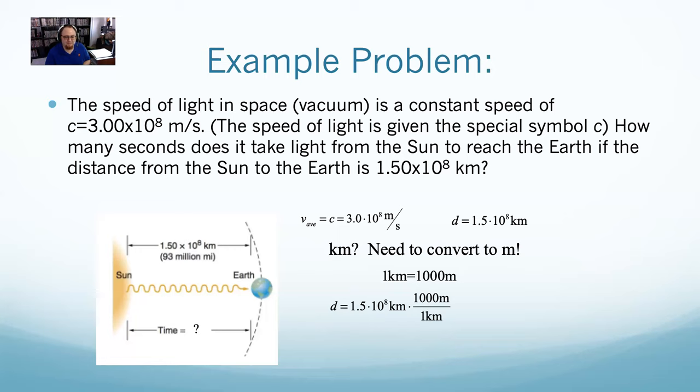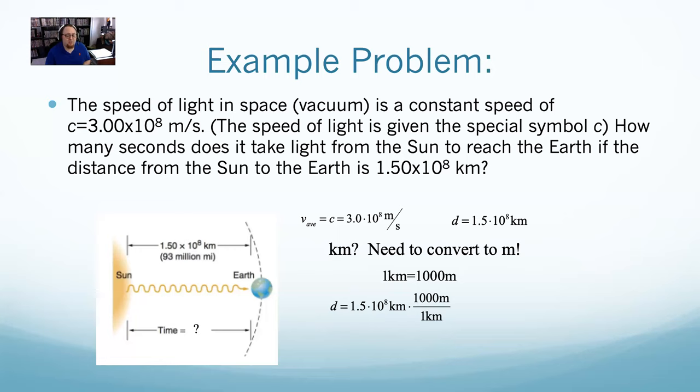And so the general idea is that average velocity was given. It's 3 times 10 to the 8th meters per second. Displacement is given, 1.5 times 10 to the 8th kilometers. But we cannot work in kilometers. We need to work in meters. And that's why I'm going to do a unit conversion, just like we talked about last chapter.